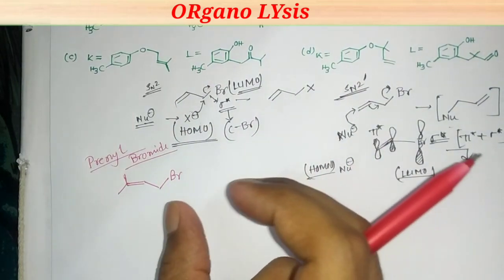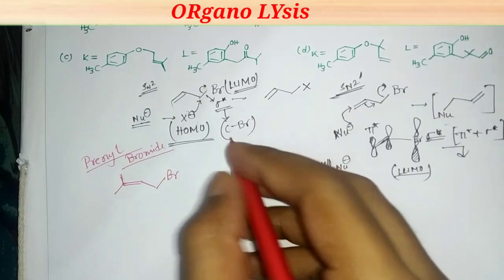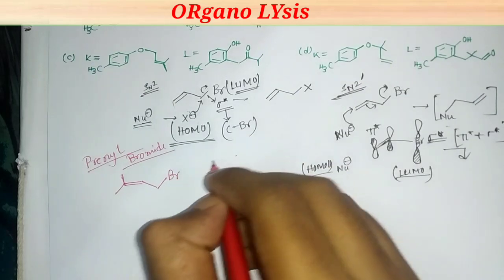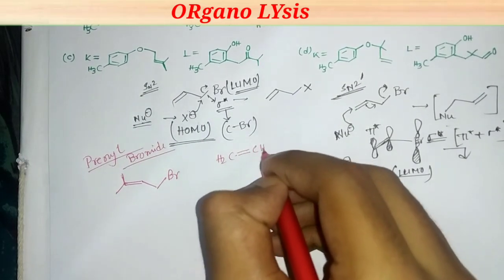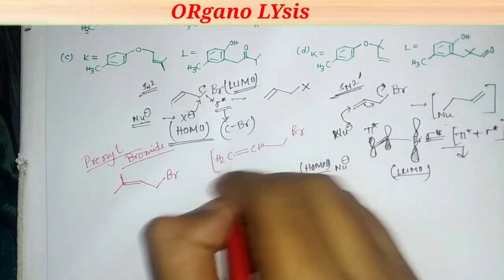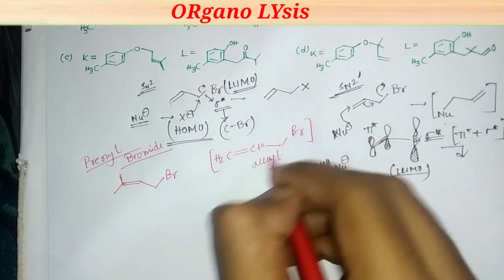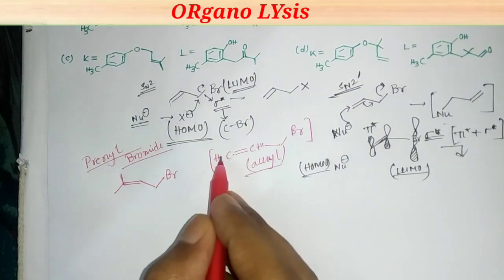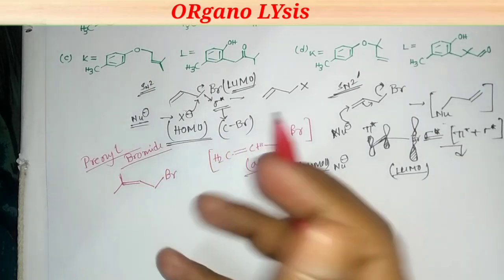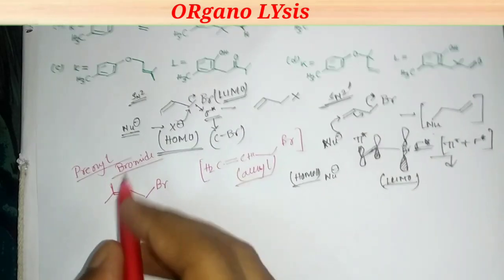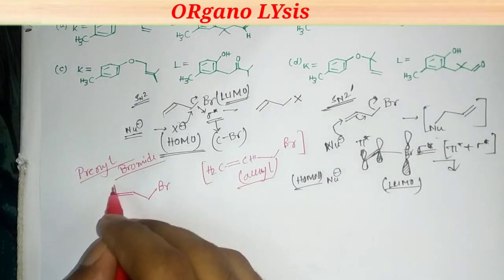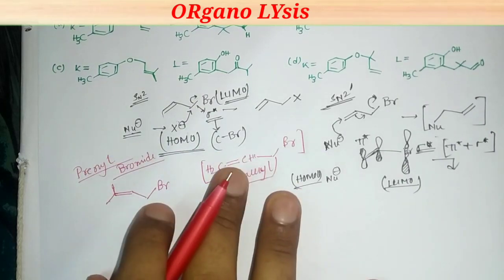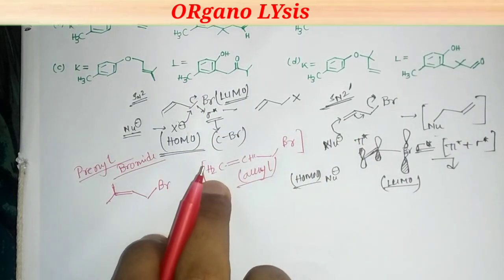Okay, allyl is only called that when this double bond is not substituted. So this system is generally called allyl. Okay, this is your allyl, not prenyl. But when this CH2 is directly substituted by other groups, then different names arise. In this case these two hydrogens are substituted by two methyl groups, then it is called prenyl bromide.